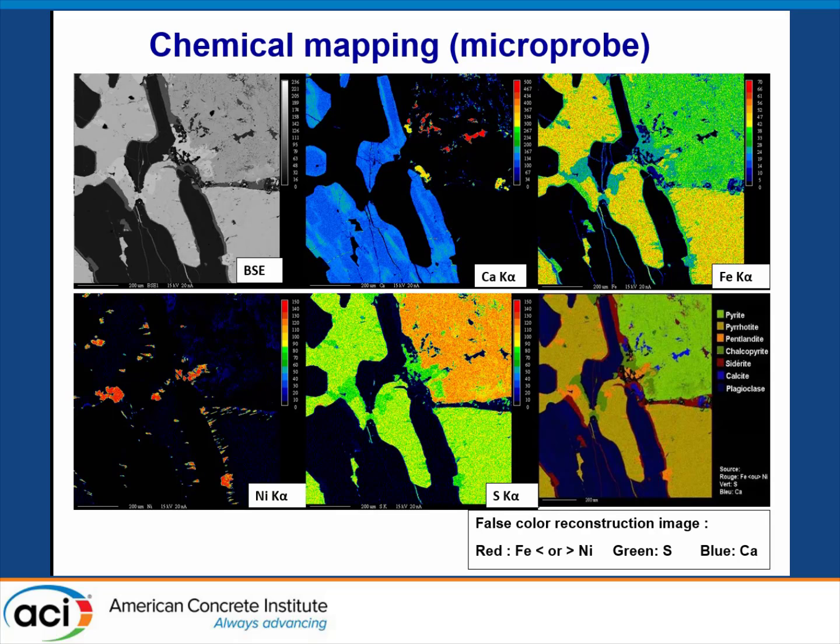Most of the nickel is in the pentlandite. And here you have the sulfur. You can see that you have different amounts of sulfur in the aggregate. And finally, we have a reconstructed map showing the mineralogical phases. You can see the pyrite in orange. You have the chalcopyrite, the pentlandite. We have a small amount of calcite in the pyrite grain, and finally the feldspar, which is rich in calcium.